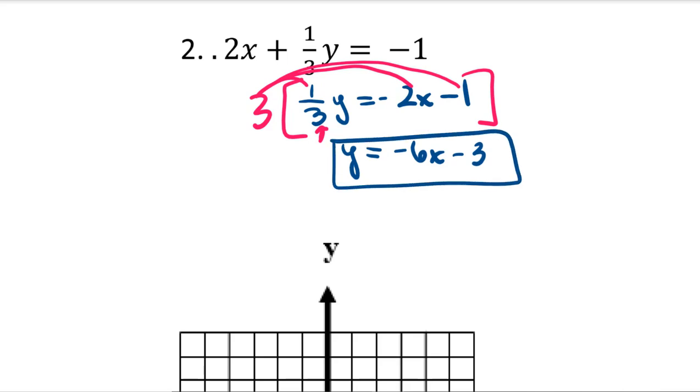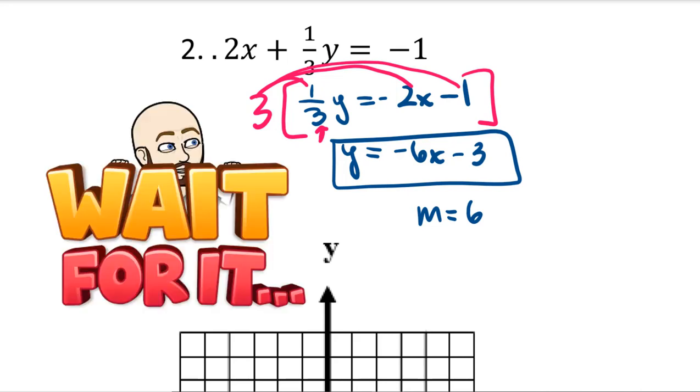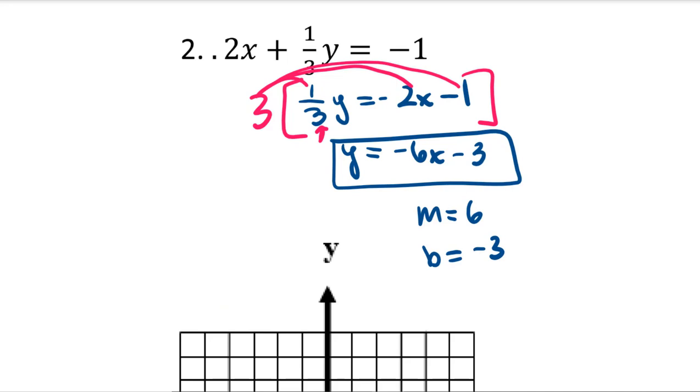So when I look at this one, my slope is going to be just 6. And be careful when you write the slope. Don't write an x with it, because that's not how we write that. You just say m equals 6. You're done. And b, my y-intercept, is going to be negative 3. Now, did you catch the mistake I made? Yeah, that's right. You better check yourself before you wreck yourself. That m should be negative 6.